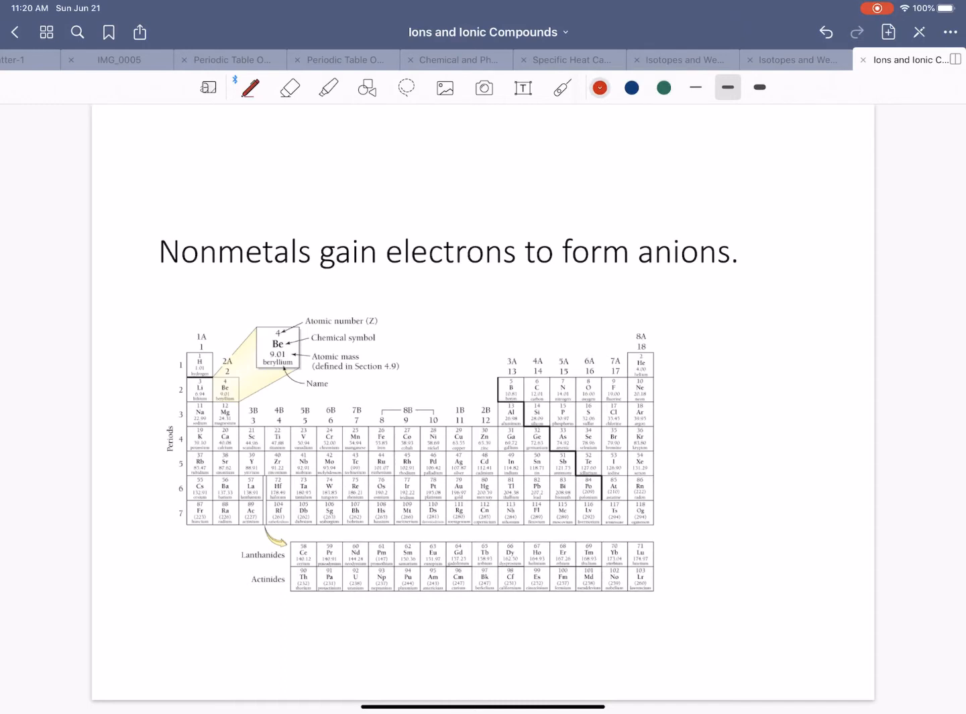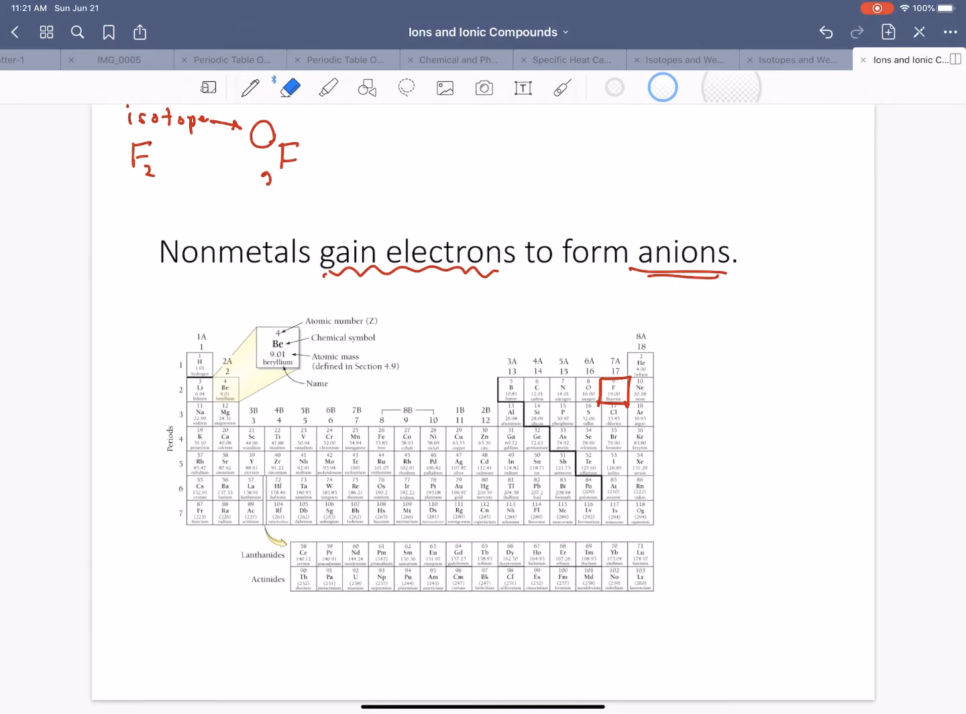Nonmetals gain electrons to form ions, and we call those negative ions anions. Fluorine is an example of a nonmetal. As you know, fluorine is one of the 7 diatomic elements. But if we look at just one atom of fluorine, we recognize it has 9 protons, or it wouldn't be fluorine. Some neutrons, depends on the isotope. And overall, there's no charge. And if there's no charge, we just leave that spot blank. But for fluorine to become more stable, it can gain 1 electron.